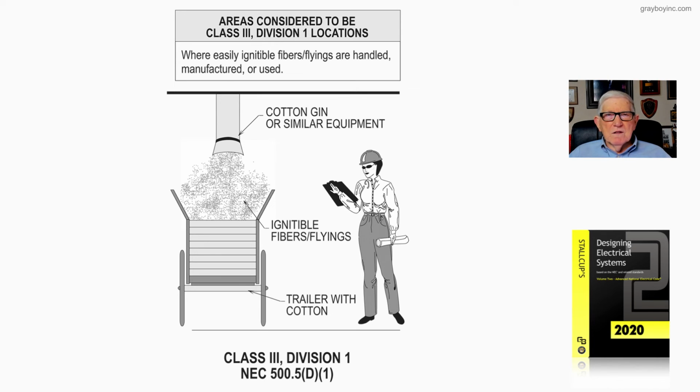So that's what this illustration 21-10A is illustrating, is when you may have a problem and you have to go to NFPA 499 to classify a Class 3 Division 1 location where fibers and flyings are present, in accordance with NEC 500.5(D)(1), and that's what this illustration is illustrating to the designer, the installer of the NEC.